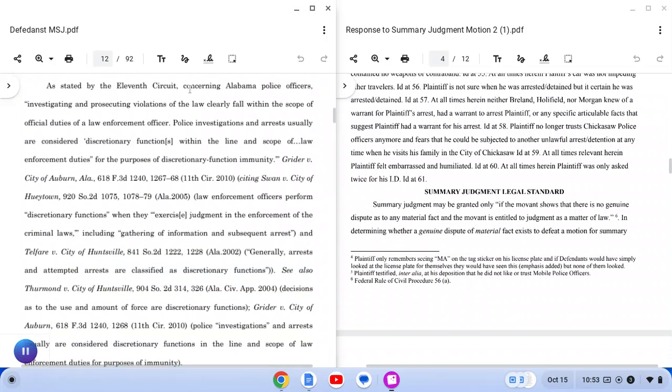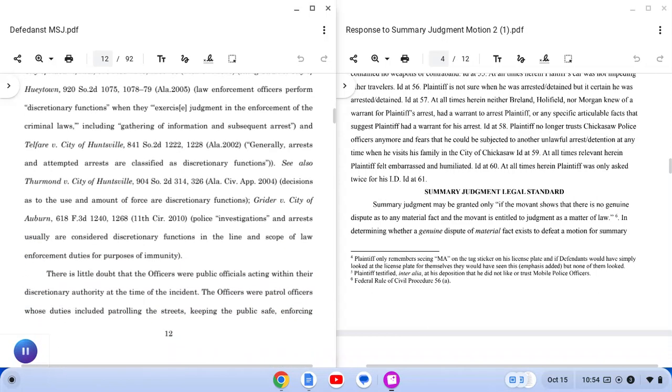As stated by the 11th Circuit concerning Alabama police officers, investigating and prosecuting violations of the law clearly falls within the scope of official duties of law enforcement officers. Police investigations and arrests usually are considered discretionary functions within the line and scope of law enforcement duties for the purposes of discretionary function immunity.